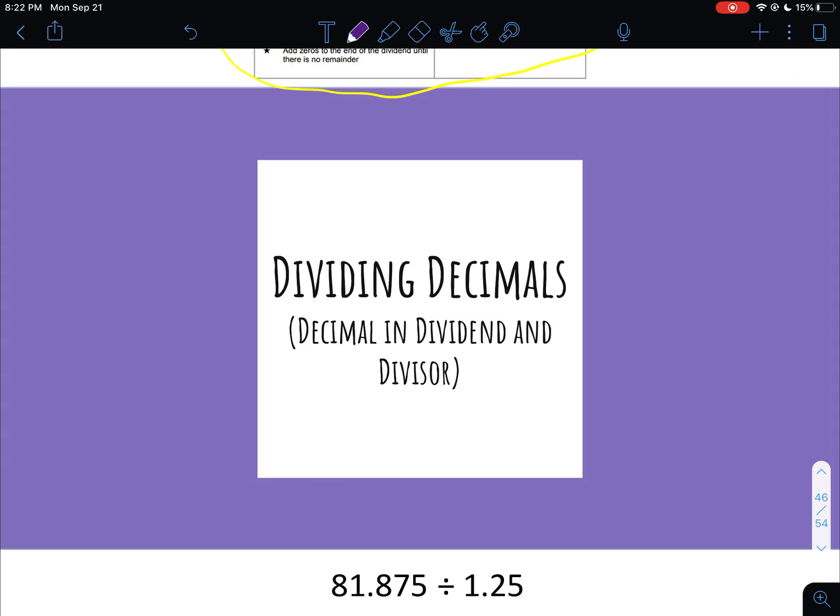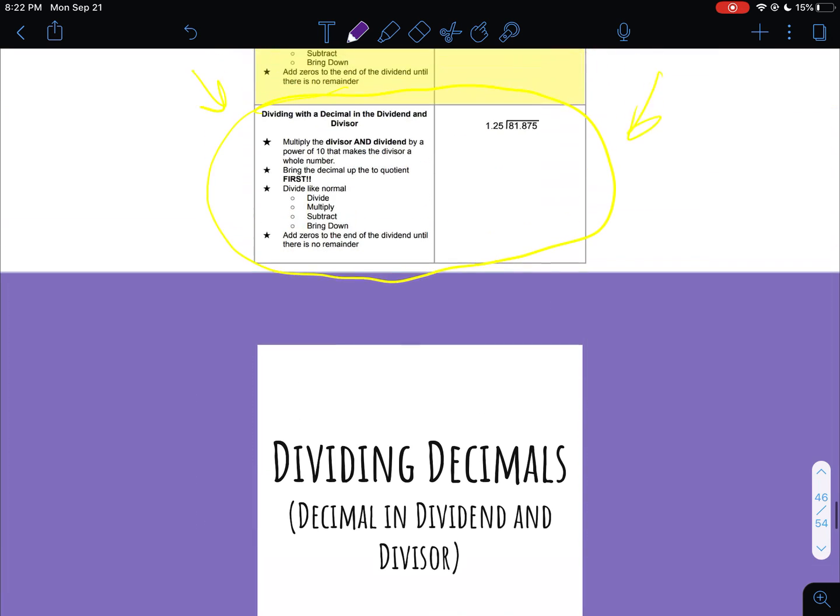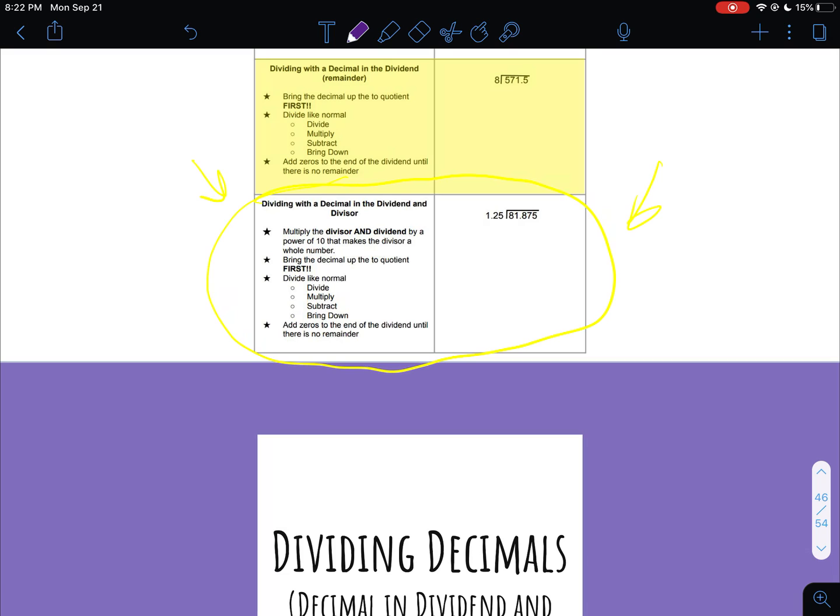Hey everyone! Today we are going to talk about dividing decimals when the decimal is in both the dividend and the divisor. So this is a completely new skill. I do not think you learned this last year. The previous lessons you had learned last year, but this is going to be new.